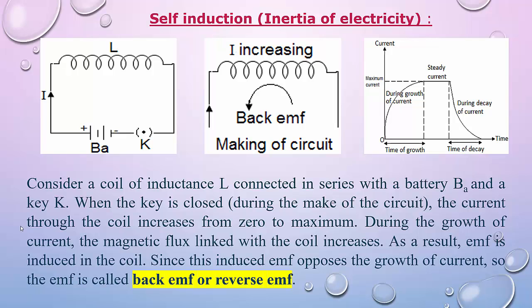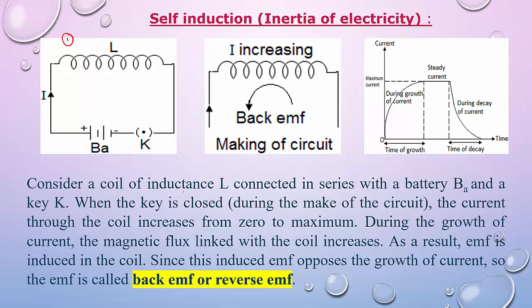So you can observe the first diagram. This is a circuit diagram. In this circuit diagram, we considered a battery, a plug key and a coil. Consider a helical coil. This helical coil is connected to the battery and plug key. Then, when this battery is switched on, when the plug key is closed, current starts to flow through this helical coil.